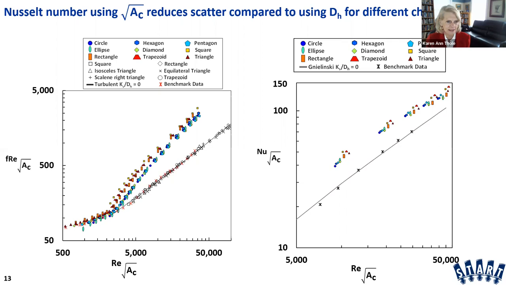On the right is the Nusselt number. And again, you see the Nusselt number being augmented beyond what you would get for a smooth channel. And you see the collapse of data fairly good for using the cross-sectional area. So you certainly see these cooling shapes are pretty much able to be correlated using the cross-sectional area.